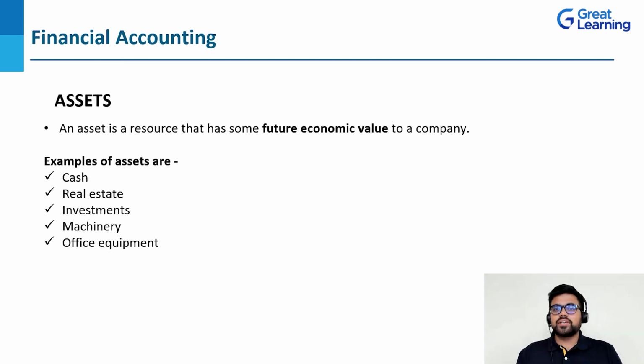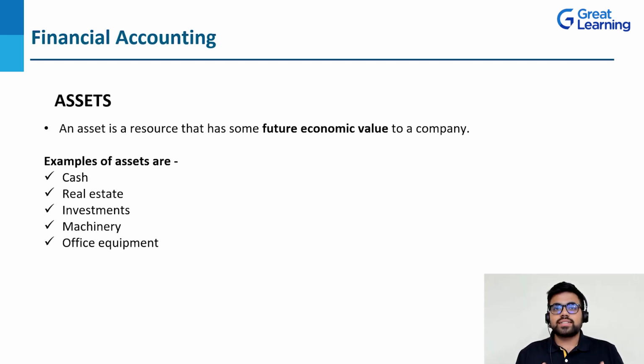Now, an asset is a resource that drives future economic benefit to a company or an organization. So it consists of cash, office equipment, machinery, land, property, and investments. It can be a short term investment or a long term investment. All of it comes under asset because it drives certain value for the company in the coming years forward.